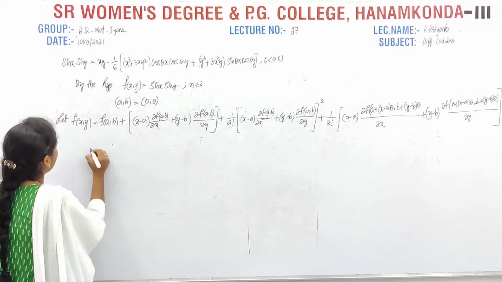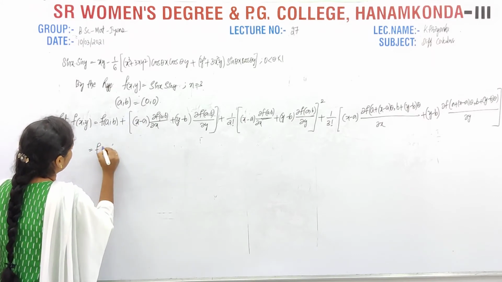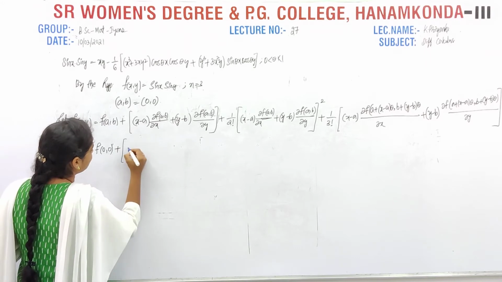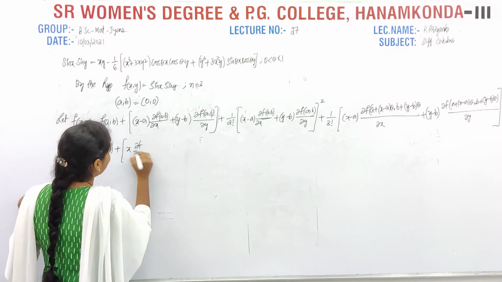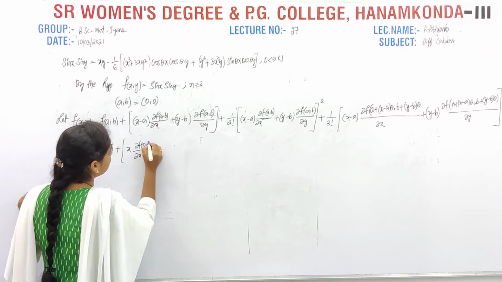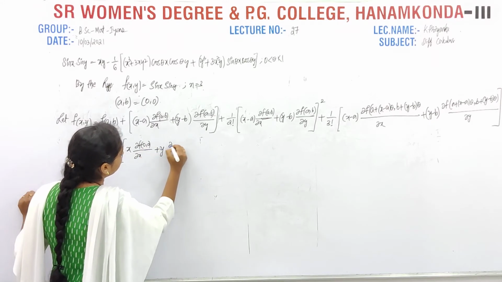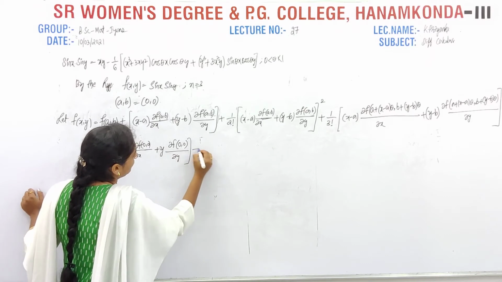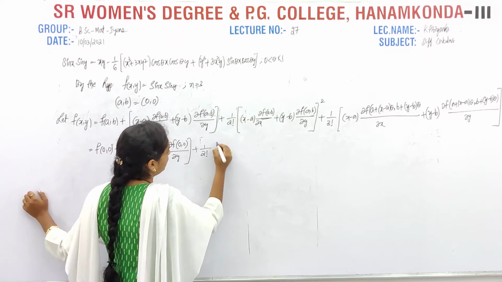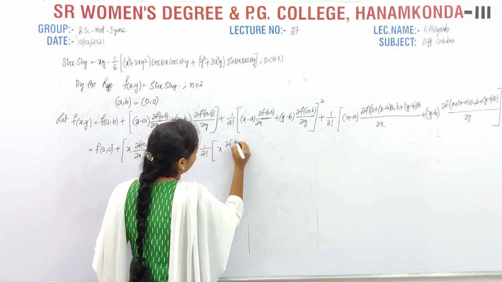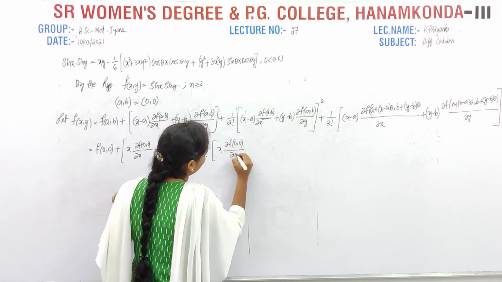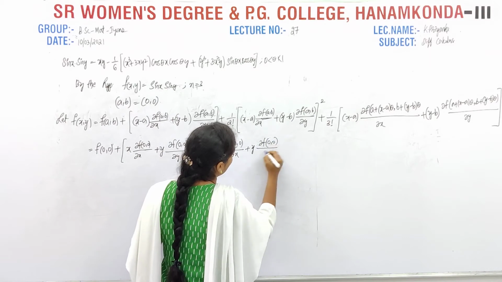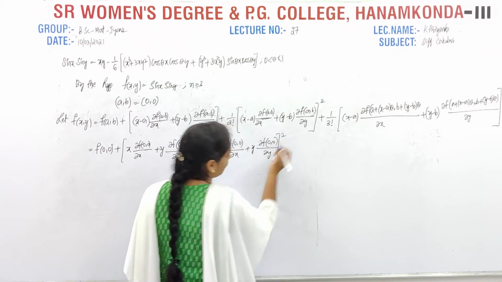Now here the point is nothing but 0, that's why f of 0 comma 0 plus (x minus 0), that means x, dou f by dou x at origin, plus y into dou f at origin by dou y, plus 1 by 2 factorial of x into dou f of 0 comma 0 by dou x plus y into dou f of 0 comma 0 by dou y, whole square.